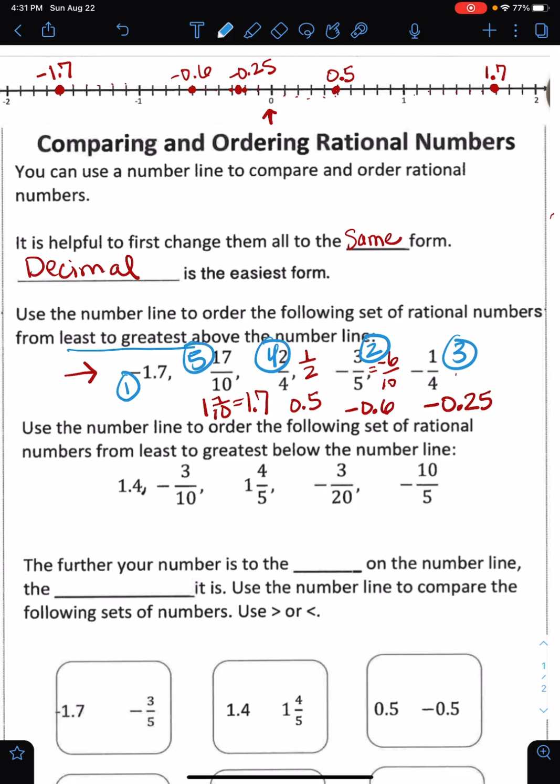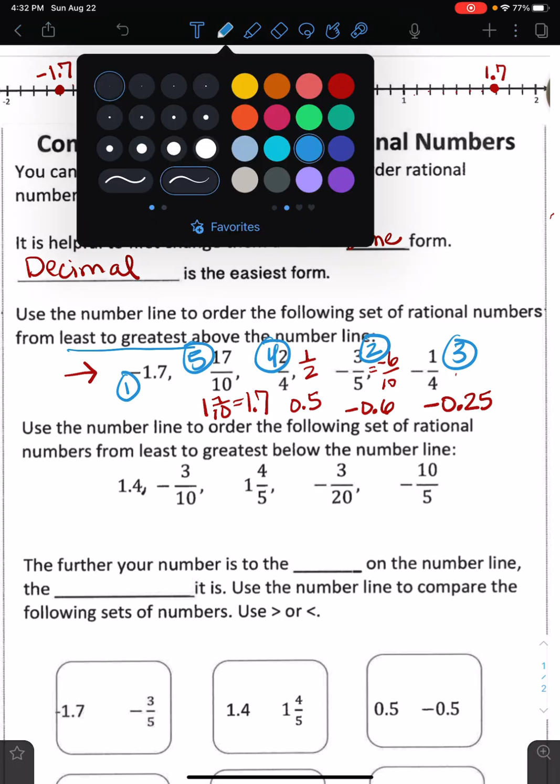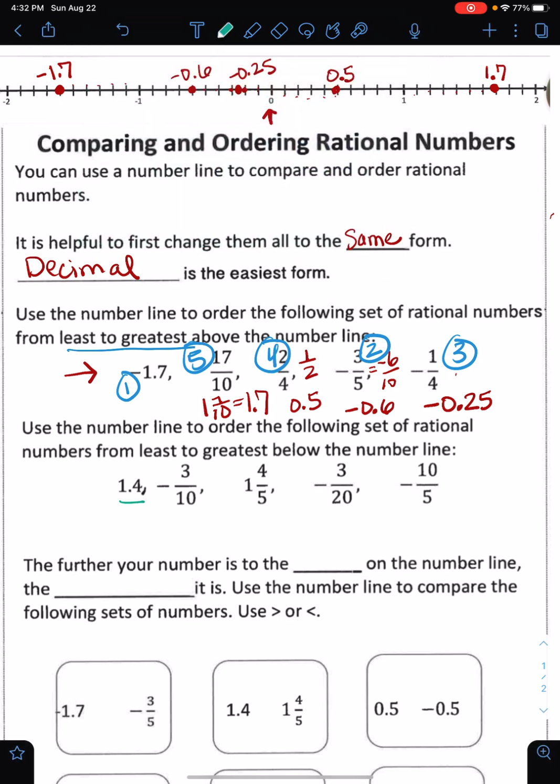All right, in the next set, we're going to do the same thing. So let's use a different color. This one's already a decimal. This is -3/10. This is like 1 8/10. So it'll be 1.8. This will be like -15/100. So -15/100 looks like this. This is -2. So I'm going to put those on the number line.